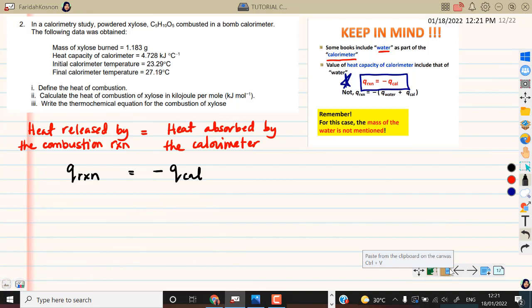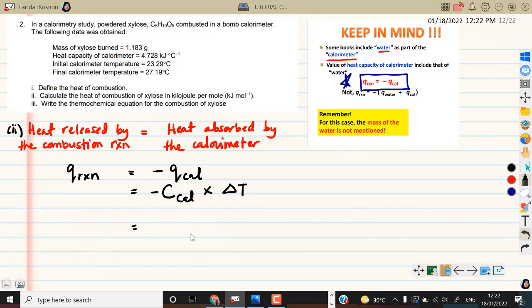So now, let's continue with the calculation. Okay. So, how are we going to solve the problems? In order to determine the heat absorbed by the calorimeter, it is equal to, this is the formula, the heat capacity of the calorimeter times delta T. So the heat capacity of the calorimeter is, this is for question number 2.